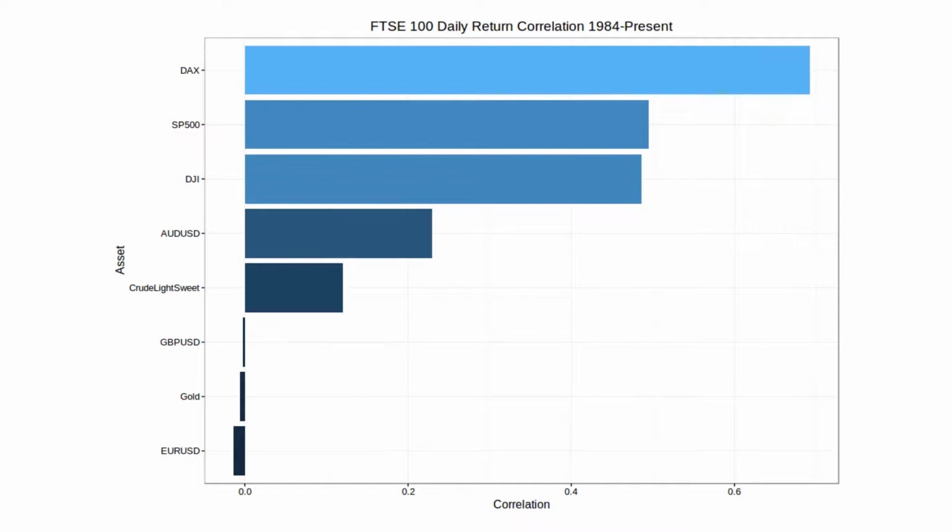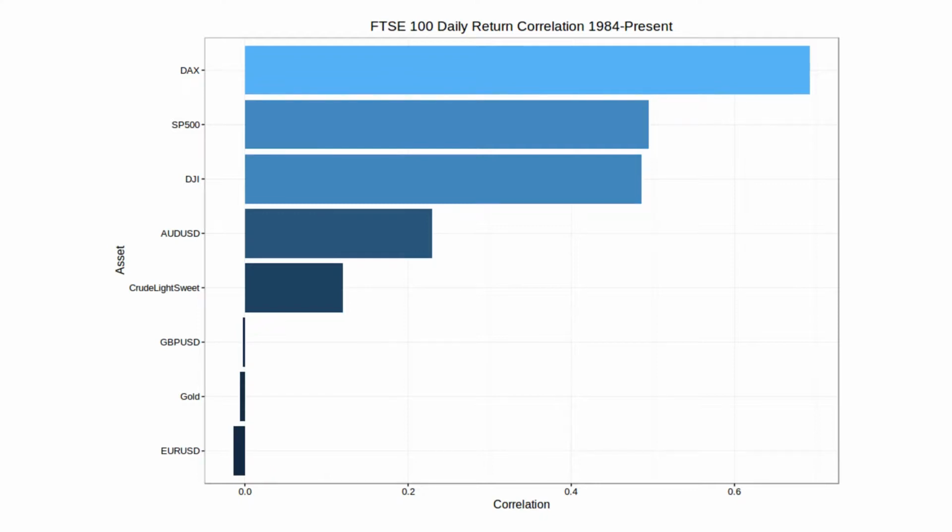oil. But what's the correlation between the FTSE 100 and sterling versus the US dollar? Actually, it's almost exactly 0. The same for gold, the same for Eurodollar. But maybe this was just a fluke. Maybe there really is a correlation between the FTSE 100 and sterling recently.